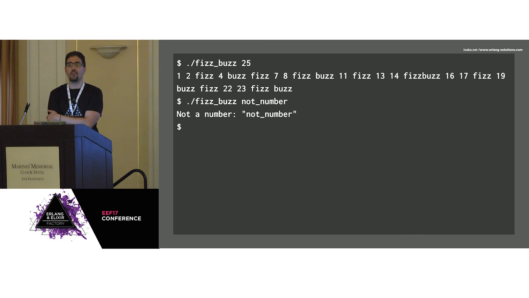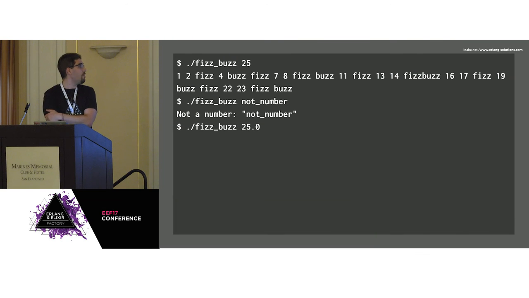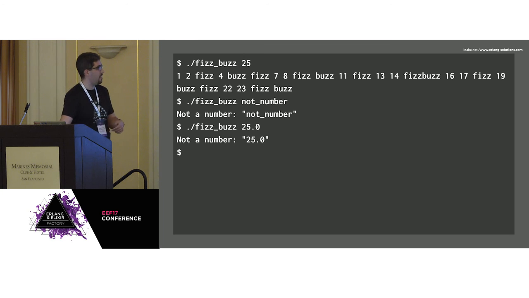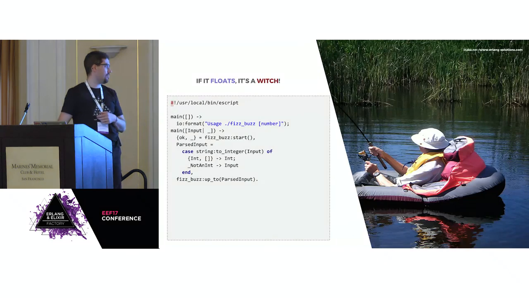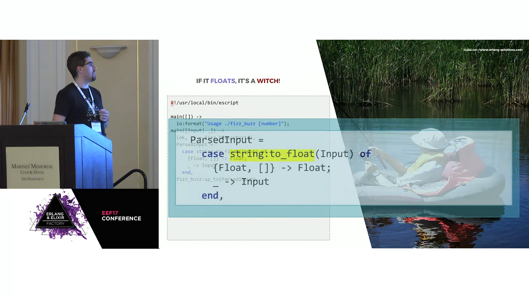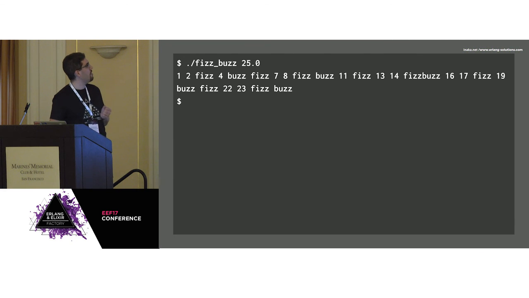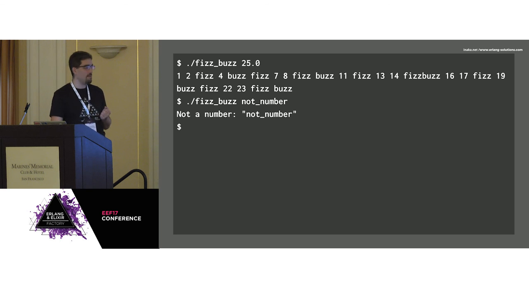What? Nope. Floating point numbers. So if I try with a floating point number, there you go. It's not an integer, of course. So we have to parse floating point numbers, not just integers. Damn, brujo. We have to parse floating point numbers then. OK. Let's parse the floating point number, and not a number, and an integer.